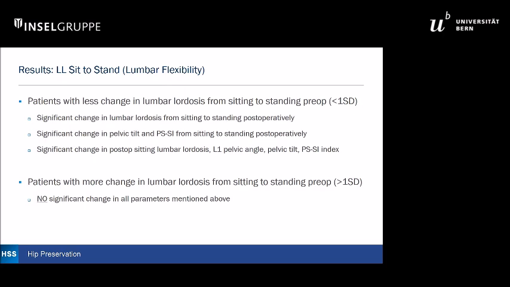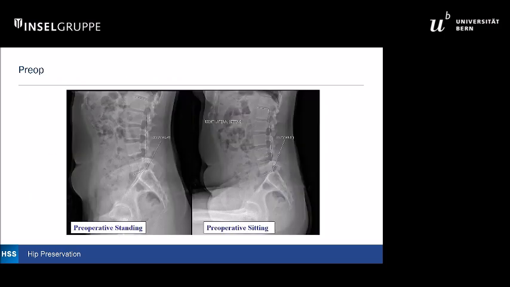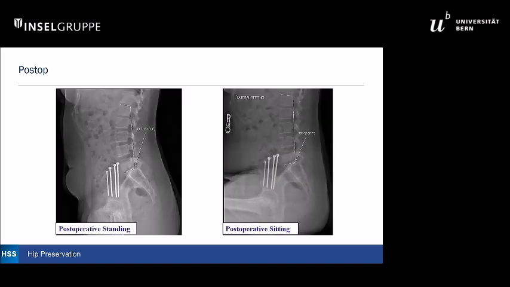Patients with more change in lumbar lordosis, so basically a very flexible lumbar spine from sitting to standing, did not change after PAO. So here's an example of somebody who preoperative standing and sitting has the same amount of lumbar lordosis. So that's a sort of a stiff spine that's not moving very well. After the PAO, they're able to flatten out their spine.